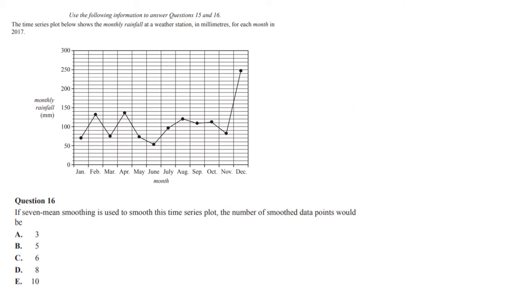Okay, so the reason I did this question was because question 16 is about 7 mean smoothing. Now it's not asking you to do any calculation. It wants to know the number of smooth data points you have after you've smoothed it. So you can imagine easily 7 smoothing. So you take the first 7 data points, 1, 2, 3, 4, 5, 6, 7.